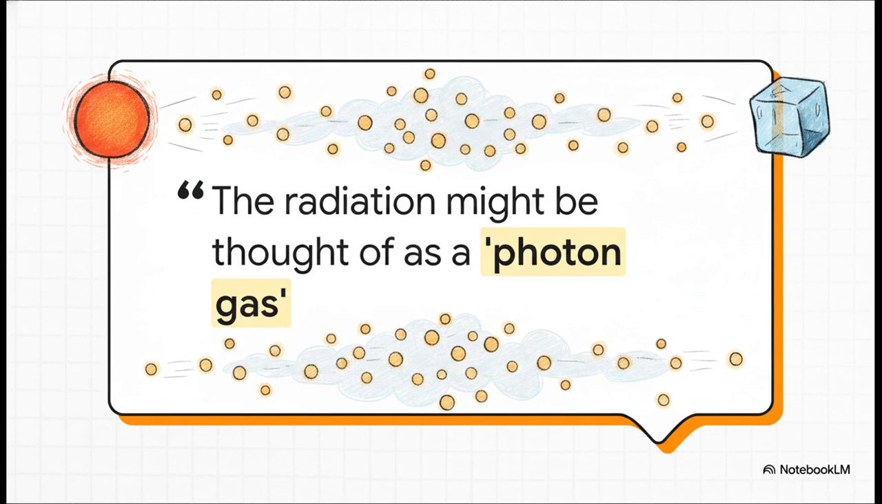To strip away some of the heavy jargon and complex math just for a second, I absolutely love this concept from our source material. It suggests we can just picture this invisible energy as a photon gas. So imagine discrete invisible particles carrying energy, mass, and momentum physically flowing through empty space from a hot object over to a cooler one. It makes the abstract feel so much more relatable, doesn't it?